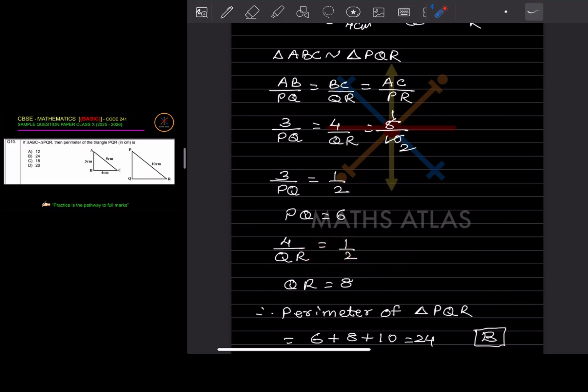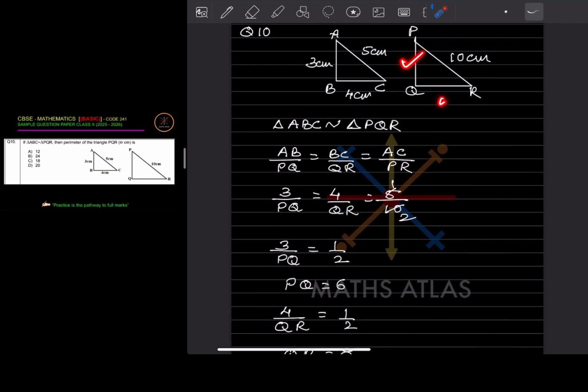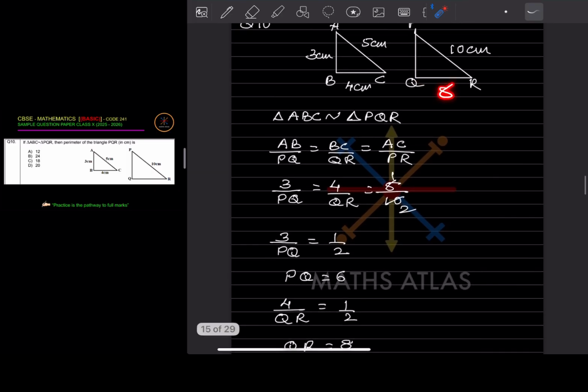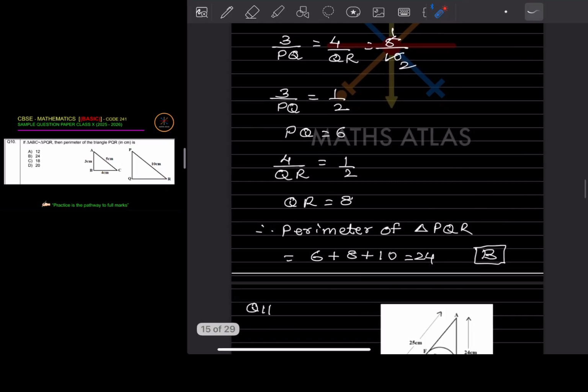So now we want the perimeter of triangle PQR. We got PQ as 6, and this we got as 8. So 6 plus 8 plus 10. We can write the perimeter of triangle PQR, the perimeter meaning the sum of all sides, as 6 plus 8 plus 10, which is 24. So the option is B.